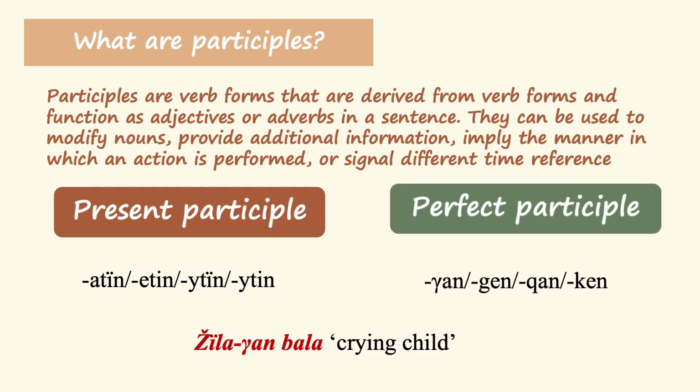Example: жылаған bala, crying child. As you can see, the participle suffix ған is added to the verb stem жыла, to cry, modifying the subsequent noun bala, child. Here the participle suffix functionally corresponds to the English ing form. In this guide, we will explore the first type of present participle in detail.